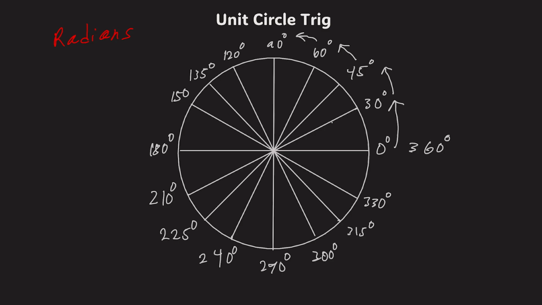So the formula is that your angle measure theta divided by 180 multiplied by pi is going to equal your radian measure, okay? And in the same sense, your radian measure divided by pi multiplied by 180 is going to equal your angle measure theta. I'm going to label all of the radian measures around the circle, and then I'll be right back.